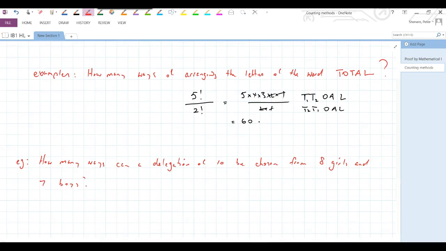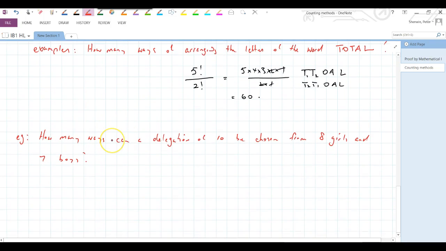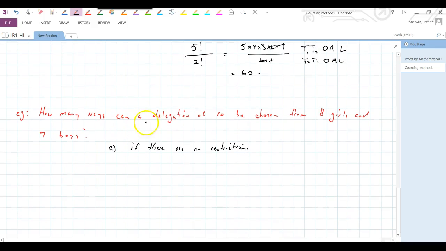One more example. Okay, so just last example here of this lesson. How many ways can a delegation of 10 be chosen from 8 girls and 7 boys? So we've got 15 total, and I'm going to ask a couple of questions here. A, if there are no restrictions. So that means we're not going to specify a certain number of girls, boys, or a minimum number. No restrictions at all. So we've got 15 and we're choosing 10. So we're 15 C 10.